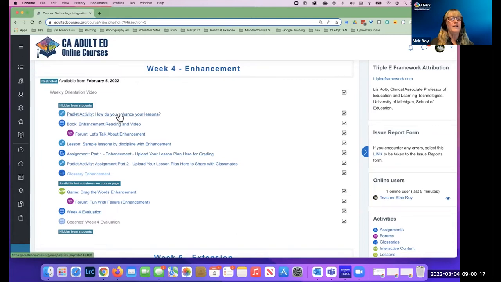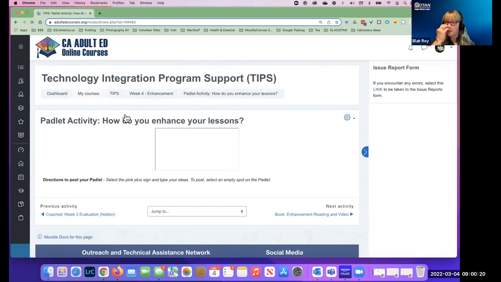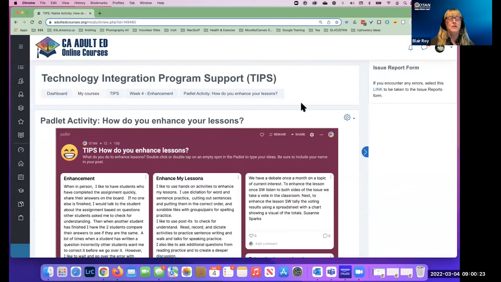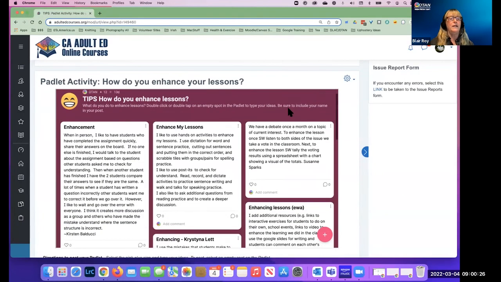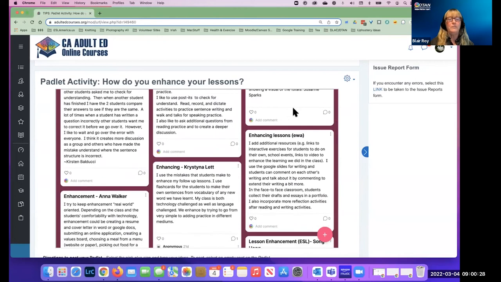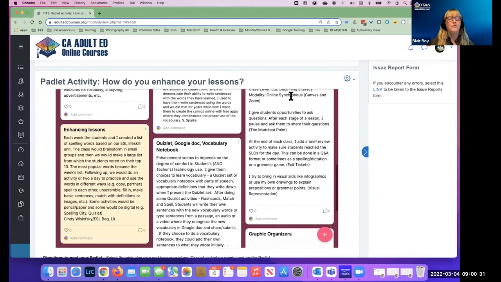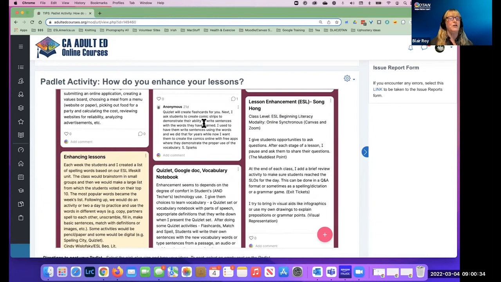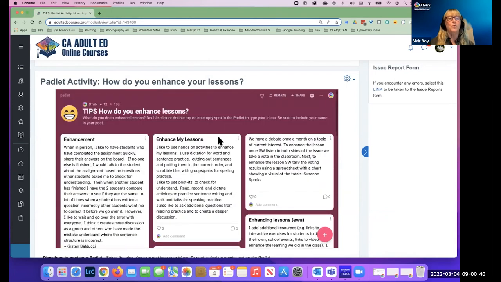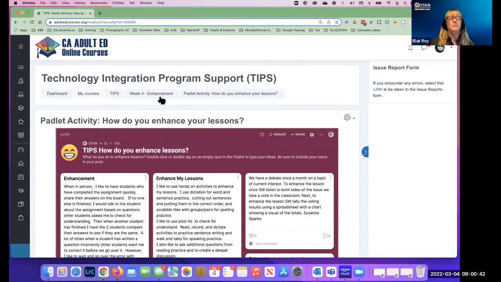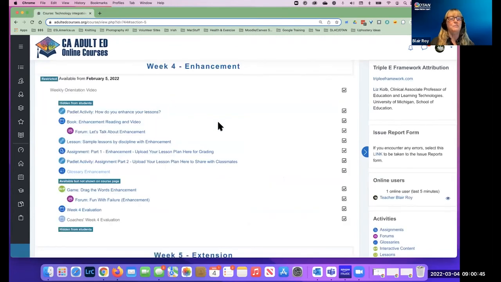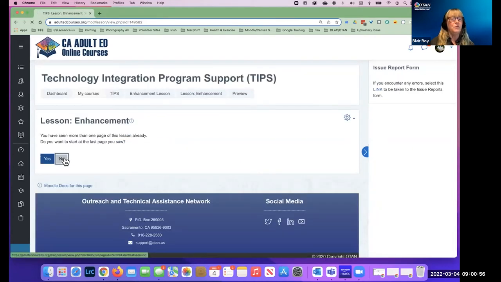We started off with a Padlet activity: how do you enhance your lessons? Each participant would go in and start thinking about it, and then they would share that. What I really liked about this is you also got feedback from other students. They would read each other's posts and make comments on that particular post. Then another book reading, and then we go into a forum. Let's talk about enhancement. And then we get into the lesson.